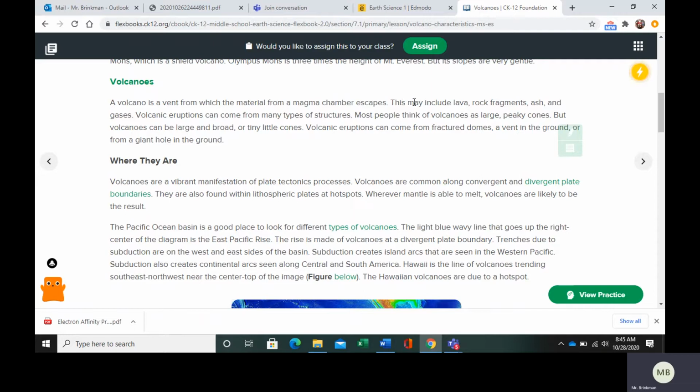So a few things can actually come out of a volcano vent. So we can have lava, obviously. We can have rock fragments. We can have ash, and we can have gases. So volcanic eruptions, they can come from many types of structures. And this has to do with volcanoes aren't always these large peaky cones, but they can just have different shapes.